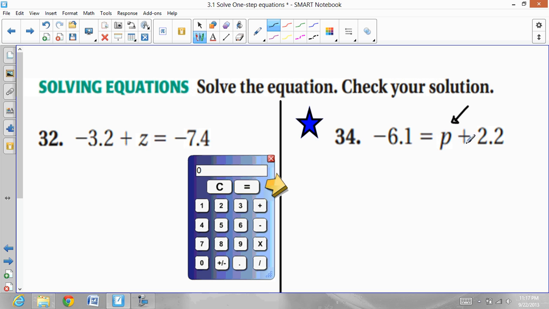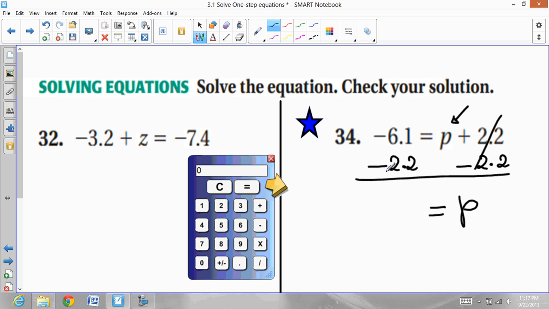You need to get rid of positive 2.2. So let's go in with a negative 2.2 because you need to get rid of this. Whatever you do on one side, you do the same thing on the other side. Negative 2.2. Make sure that you put the line. Make sure that you copy all the steps down. Positive 2.2, negative 2.2 cancels out. You are only left with a p, which is what you need to do.